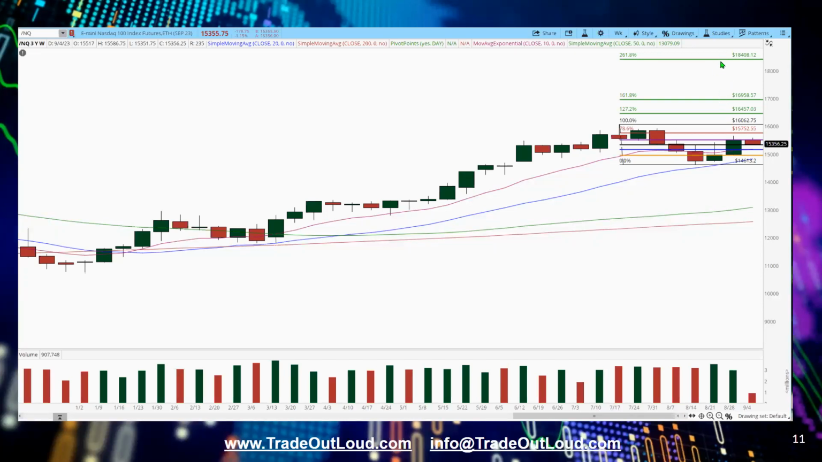Boom, boom, boom. That's it. They have the swing target. These are the two swing targets, the 127.2 and 161.8. These are highly used by institutions, and that's why they work.